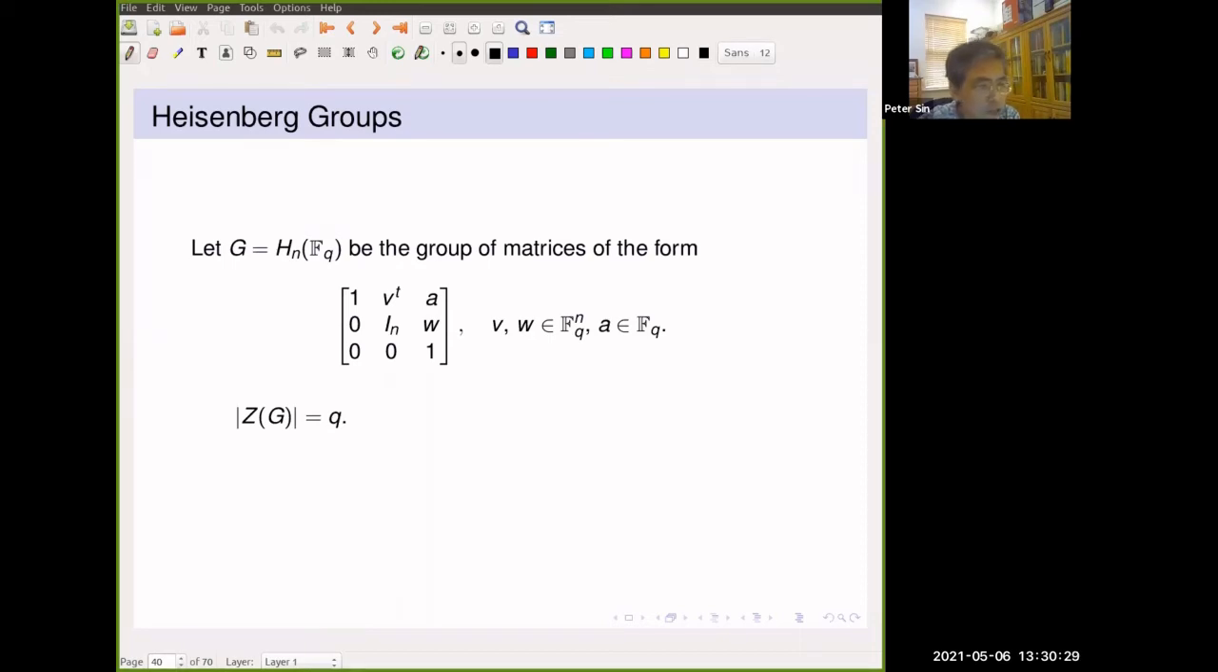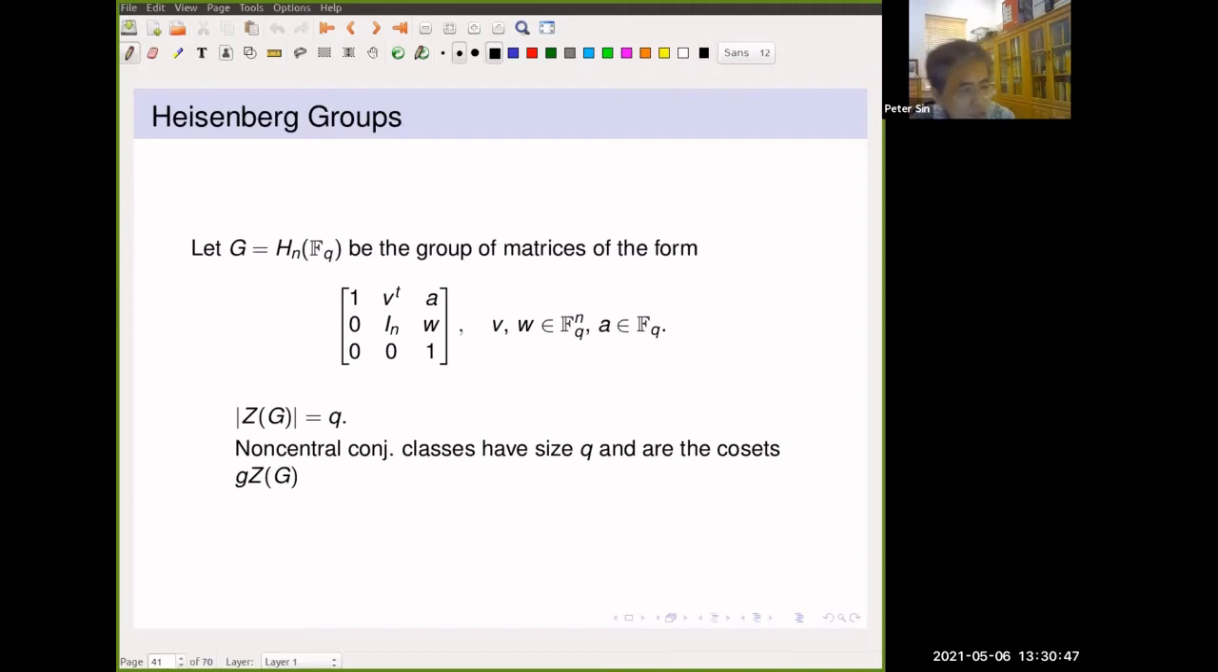So just the matrices of that form. Of course the center of this group, if you easily do the computations, will just be the things where the V and the W are 0. So the center has size q. And these matrices are easy to compute. The non-central conjugacy classes also have size q, and they're the cosets.